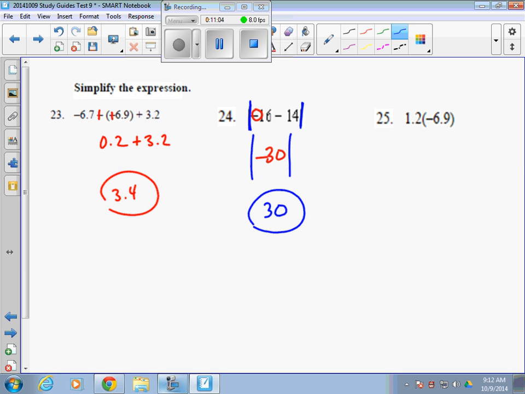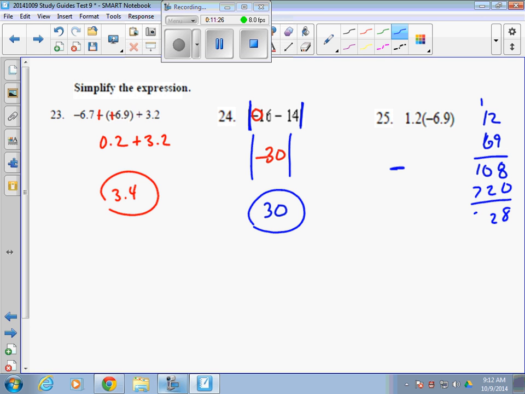A positive 1.2 times a negative 6.9 is going to be a negative value. And then just multiply them. If you have to stack them, do that. 12 and 69. 9 times 2 is 18. Carry your 1. 9 times 1 is 9, plus 1 is 10. Placeholder. 6 times 2 is 12. Carry your 1. 6 times 1 plus 1 is 7.